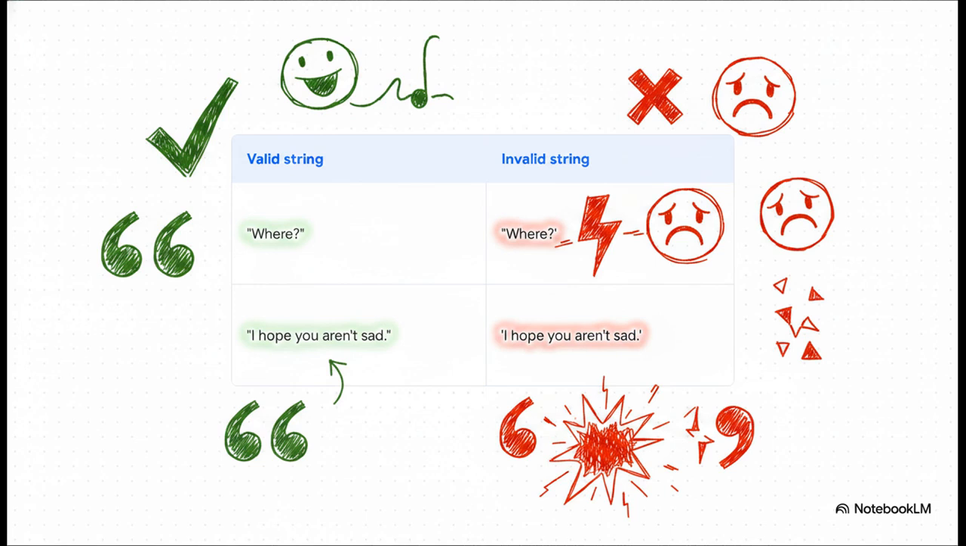My absolute favorite example of this is the phrase, "I hope you aren't sad." If you wrap that entire sentence in single quotes, Python scans through, sees the apostrophe inside the word aren't, and goes, "Ah, that's the end of the string." The rest of the sentence is left hanging and causes an immediate crash. The simple fix, you just wrap the whole thing in double quotes instead.